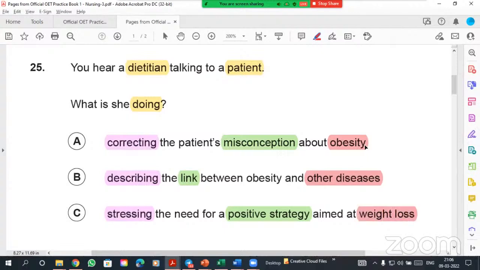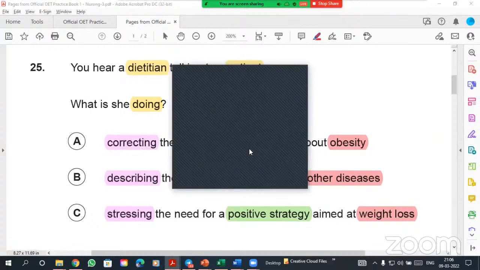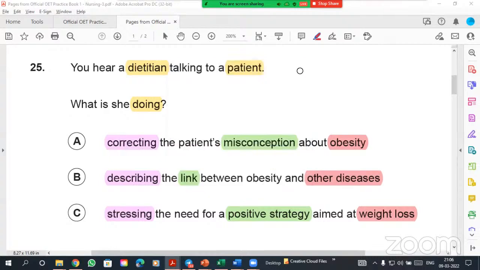Is he talking about obesity or is he talking about other diseases? Is he talking about weight loss? What is he talking about? Now focus on these areas, what they are telling. That's very, very important. Fine. I'm giving you 15 seconds.